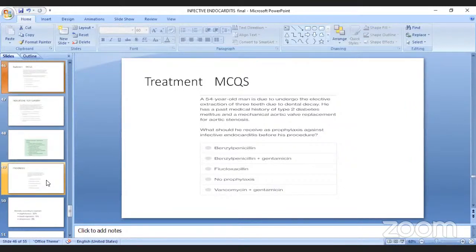Very good. No prophylaxis. That is the answer. The patient should not get any prophylaxis. This is just to confuse you.